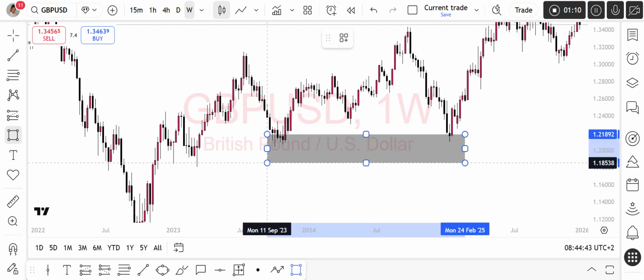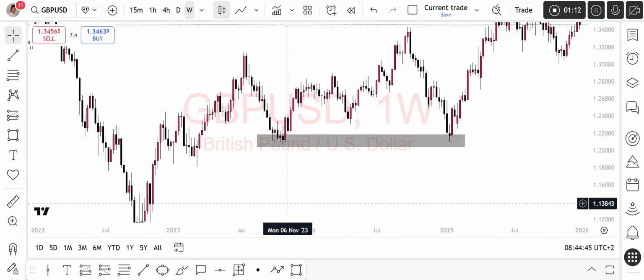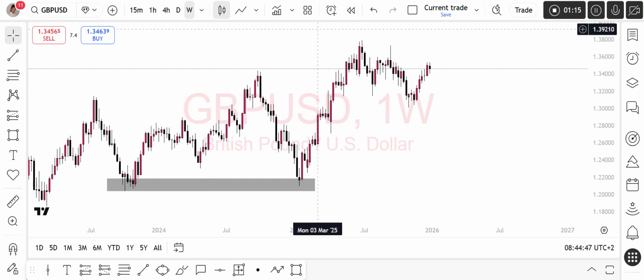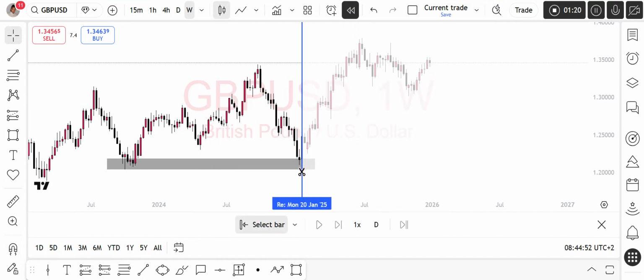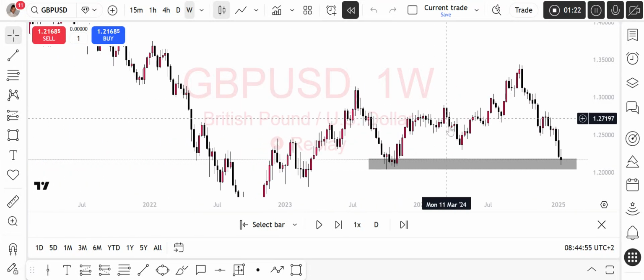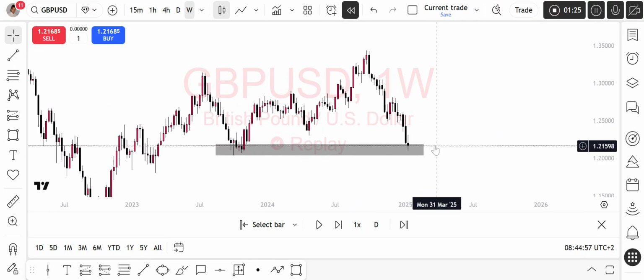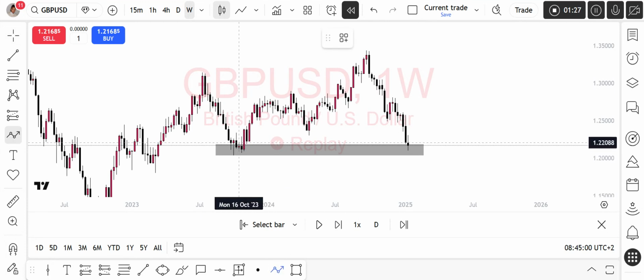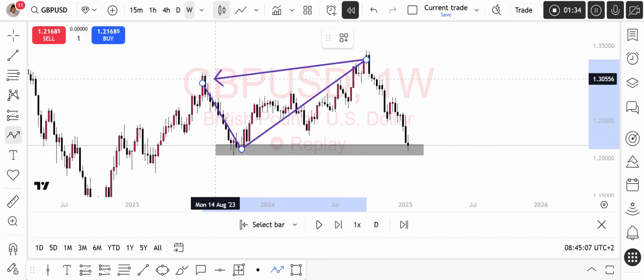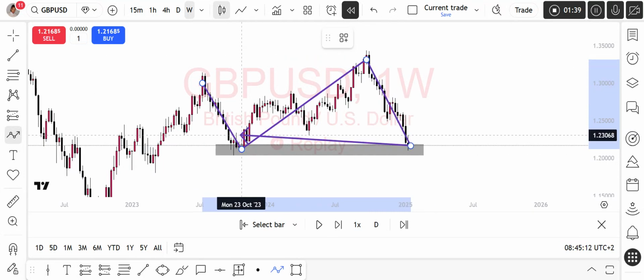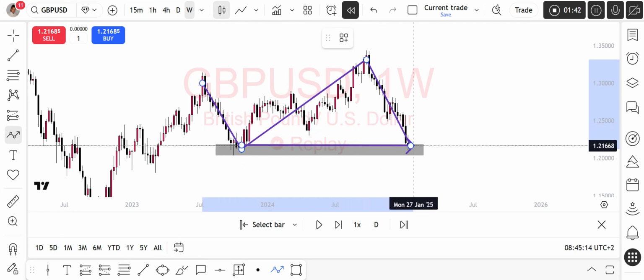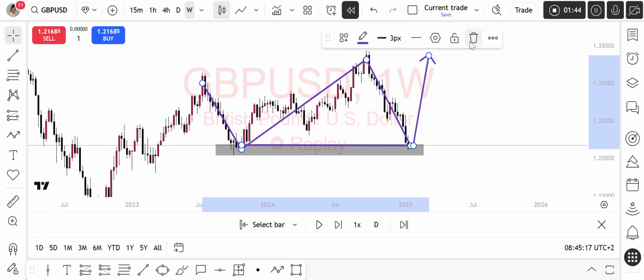With this area over here, right? This area over here, right? Let me do the replay buttons. I want to start new. Cool. Now, as you can see over here, market came from the top, came to retest the break, right? And then went up, broke this area over here, came back down to retest this area over here, and then now we're expecting it to go up.